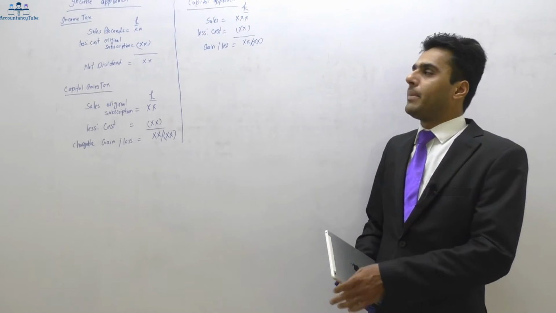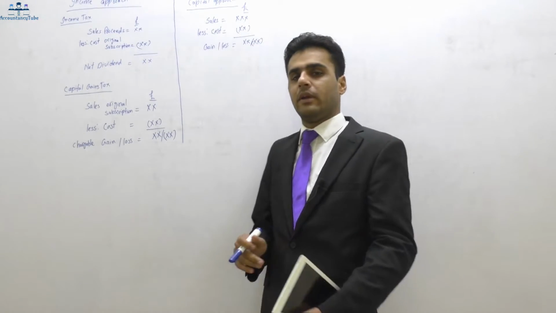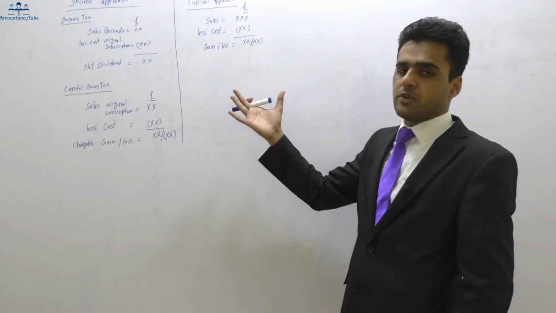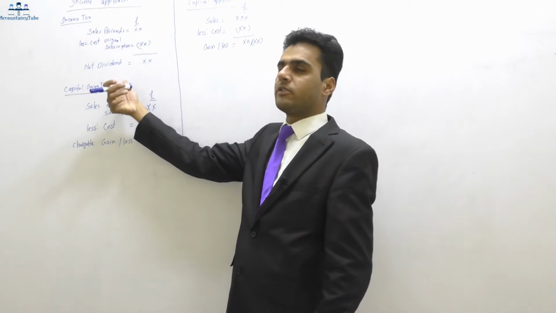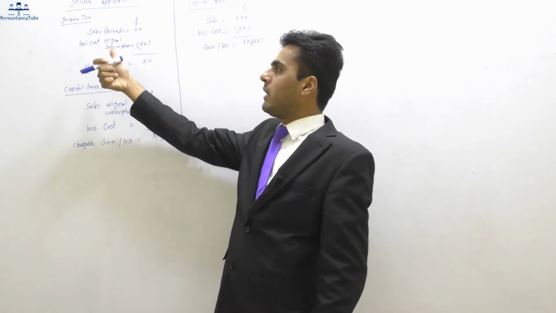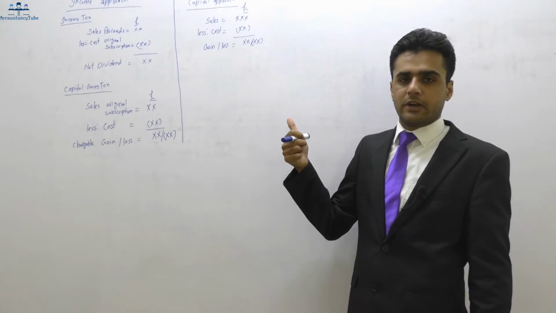All right. Now capital treatment will only apply if certain conditions are satisfied. And if the capital approach applies, then we will only have to calculate the capital gains tax. We will not be calculating income tax, because that was the income approach. That's why we were calculating the income tax. In the capital approach, we will only calculate the capital gains tax.